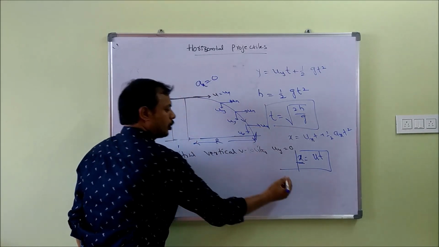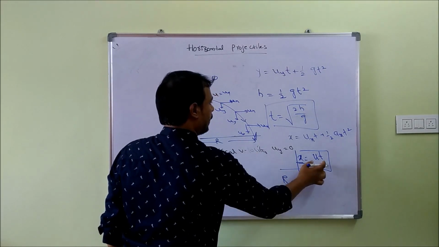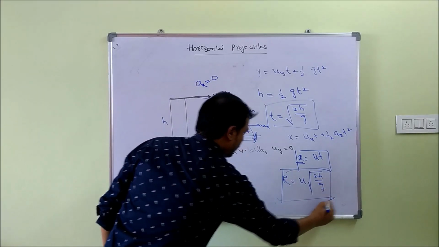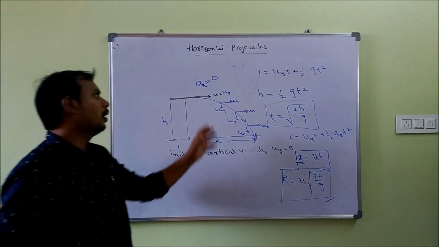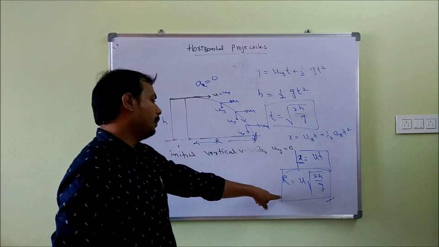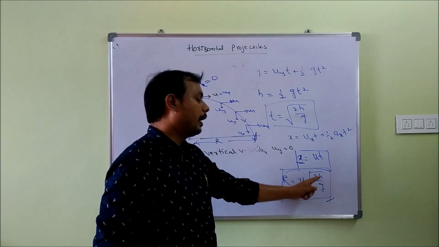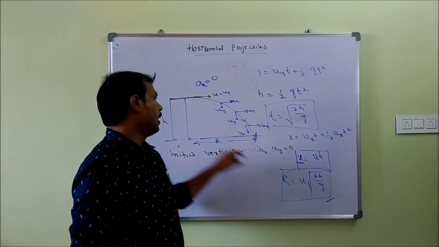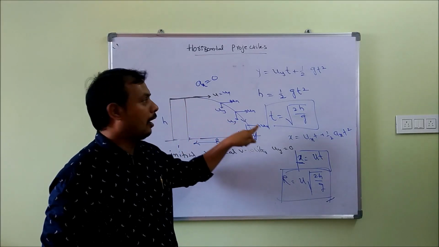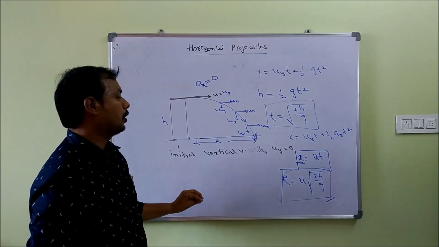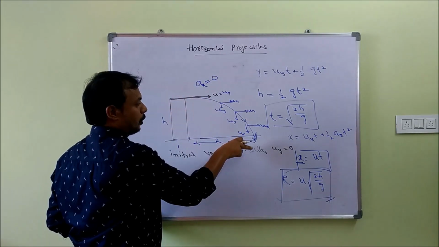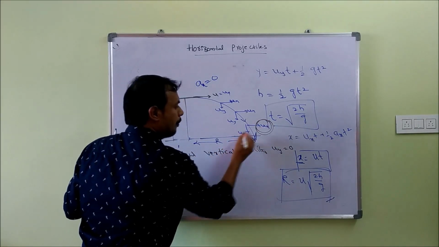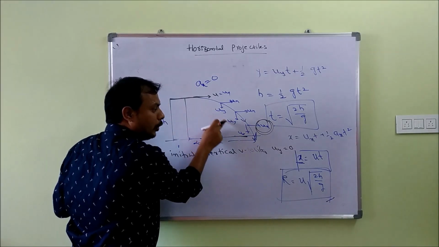X is nothing but range R equals u into t, and time we already derived, root over 2h by g. So this is the range expression for the horizontal projectile. Range depends upon the initial velocity of the body and the height, and time depends upon the height of the tower. So this is horizontal projectile. And what is the velocity when it reaches the ground? The horizontal velocity has no change, but the vertical velocity is going to change.